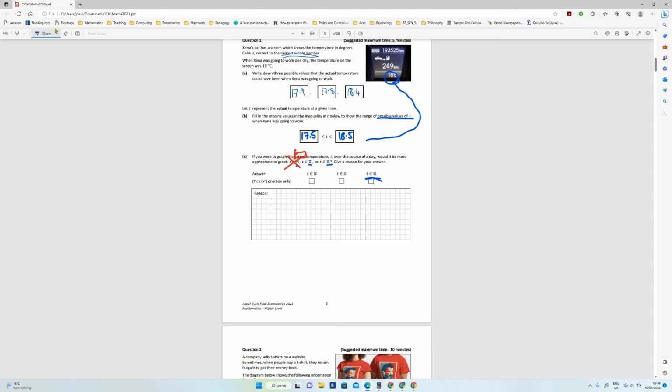Okay, so that's our answer. T is an element of the real numbers because T may be negative or positive, and real numbers include decimal points, which is what we need here. Okay, so that's the reason. And that's it for question one.